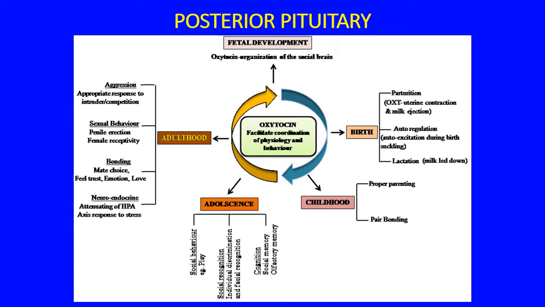The rest of it, as you can see, childhood, adolescence, adulthood, we're looking at proper parenting, pair bonding, we're looking at social behavior, social recognition, cognition. You're looking with adulthood to how we deal with perhaps the appropriate responses to intruders or competition and aggression, sexual behavior, bonding, feeling trust, emotion, love, and also neuroendocrine effects such as attenuating the HPA axis when it comes to stress.